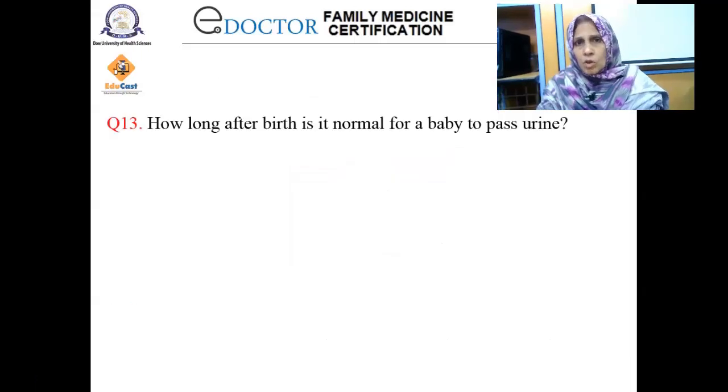How long after birth is it normal for a baby to pass urine? Usually, the babies would pass urine in the first 24 hours.